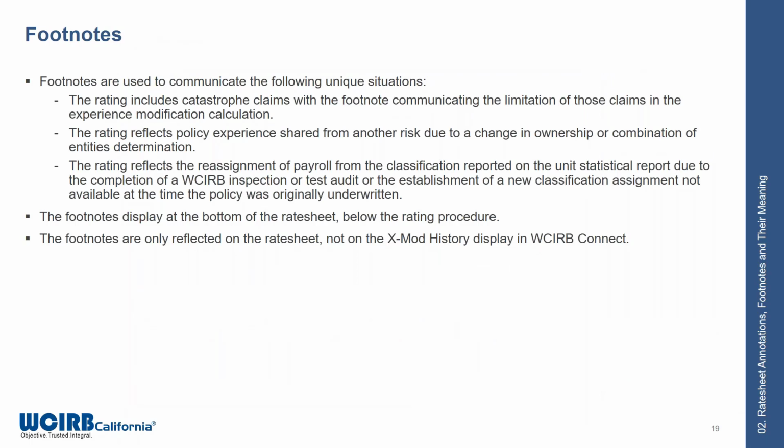Footnotes are similarly used to communicate unique situations. So if there's been a catastrophe claim that limits the use of those claims in the XMOD calculation, if there is experience shared from another risk due to a change in ownership or combination of entities determination that our member services department makes, or if we reassign payroll from one classification to another classification, either because we published an inspection report or because of a new establishment of a new classification or the elimination of another classification. Same thing with the annotations, the footnotes display at the bottom of the rate sheet in the rating procedure section. And again, just like the annotations, these are only available on the rate sheet. You won't see any of this information in the XMOD history in WCIRB Connect.